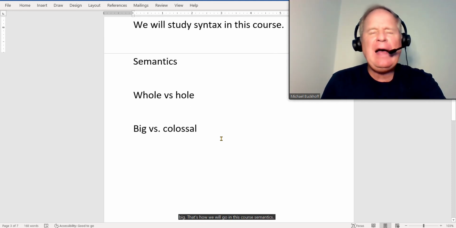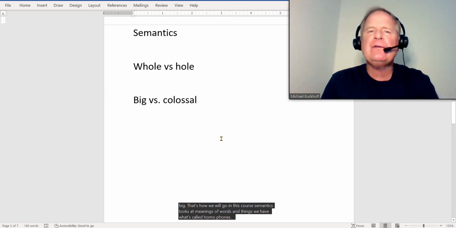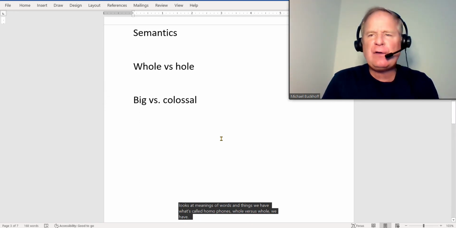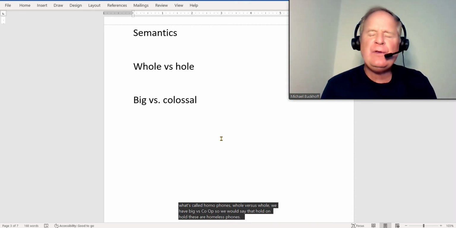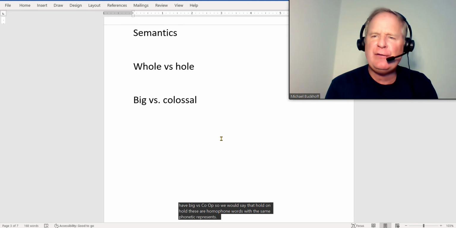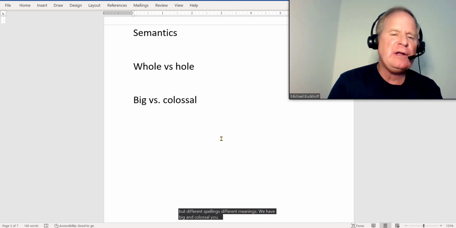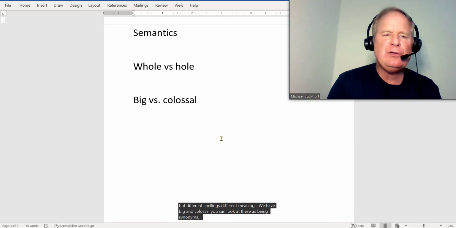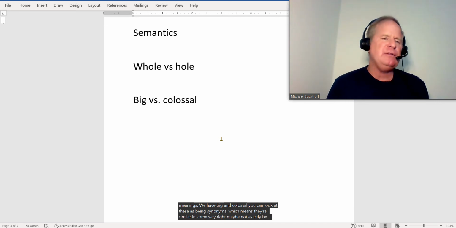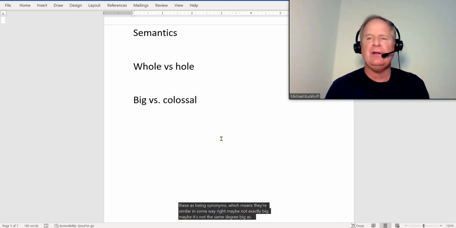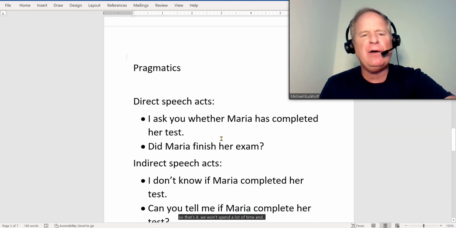Semantics looks at meanings of words and things. We have what's called homophones, "whole" versus "hole." We have "big" versus "colossal." We would say that "whole" and "hole," these are homophones, words with the same phonetic representation but different spellings, different meanings. We have "big" and "colossal." You can look at these as being synonyms, which means they're similar in some way, right? Maybe not exactly. Big maybe is not the same degree of big as colossal is, for example. So that's it. We won't spend a lot of time in this area.